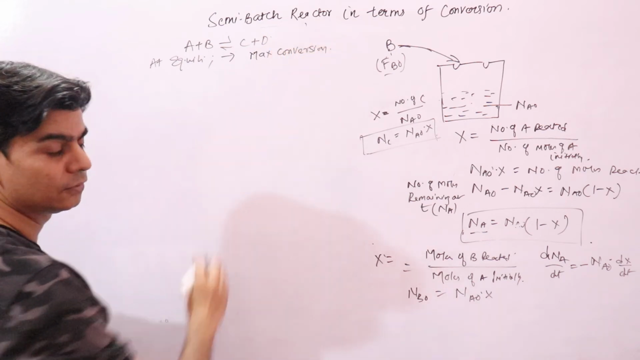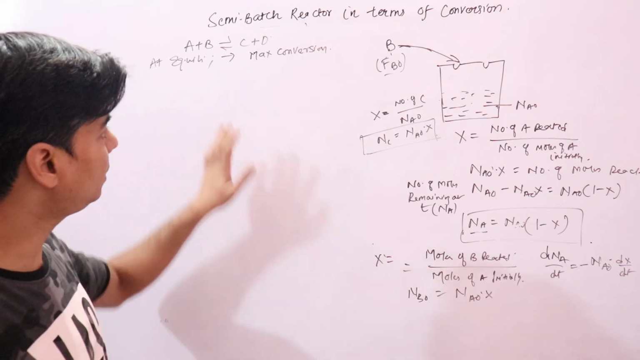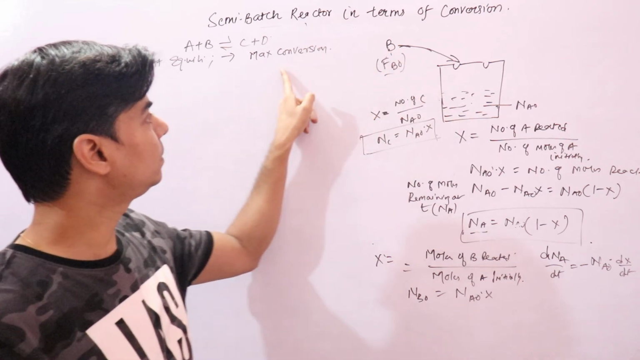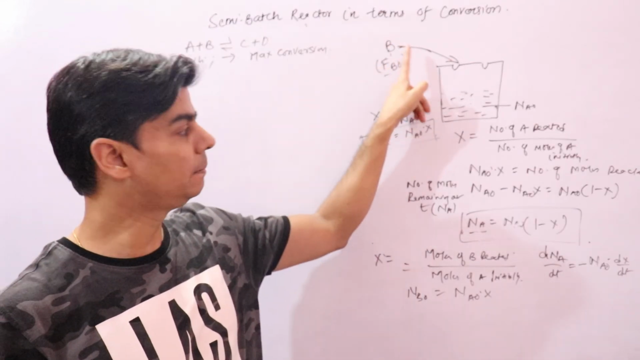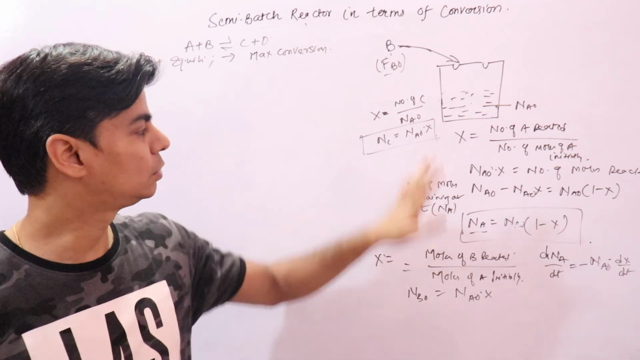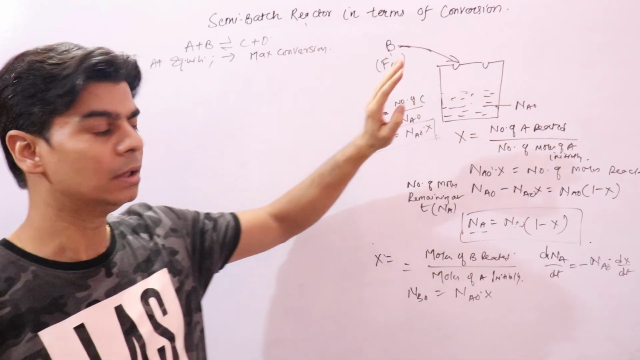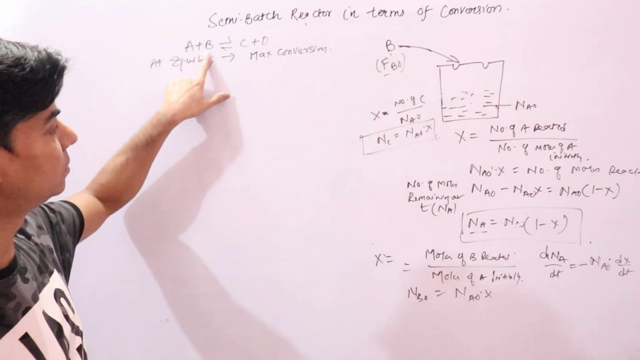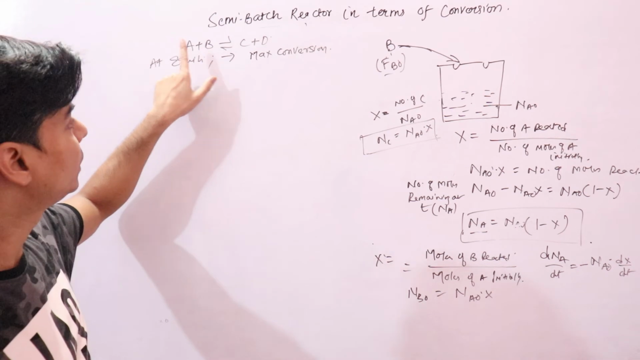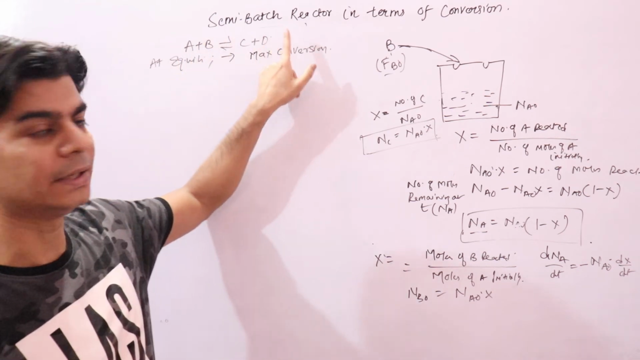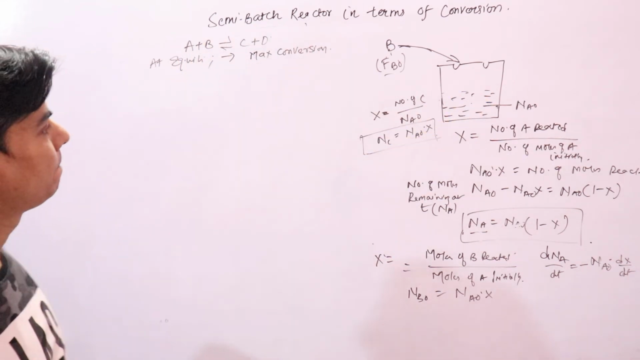And this maximum conversion is increasing, just look here, because you are adding B to the reactor A. To the semi-batch reactor you are adding B. So as you keep increasing the reactant, this reaction will move towards the right, that is, towards the product side.